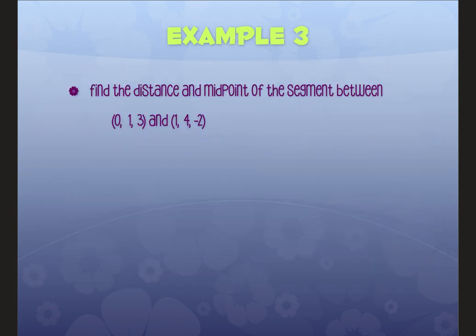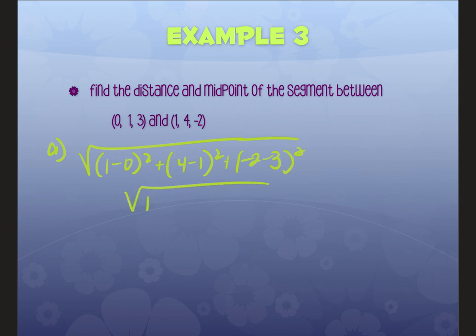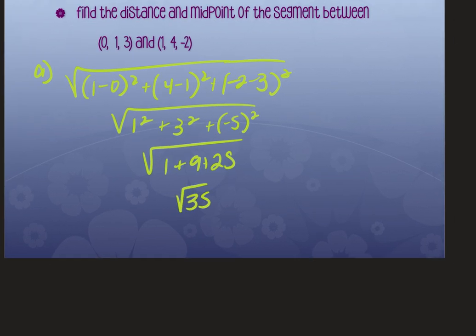All right, this one says find the distance and the midpoint. So A, let's do distance. Square root of 1 minus 0 squared plus 4 minus 1 squared plus negative 2 minus 3 squared. Square root of 1 squared plus 3 squared plus negative 5 squared. 1 plus 9 plus 25. Square root 35.